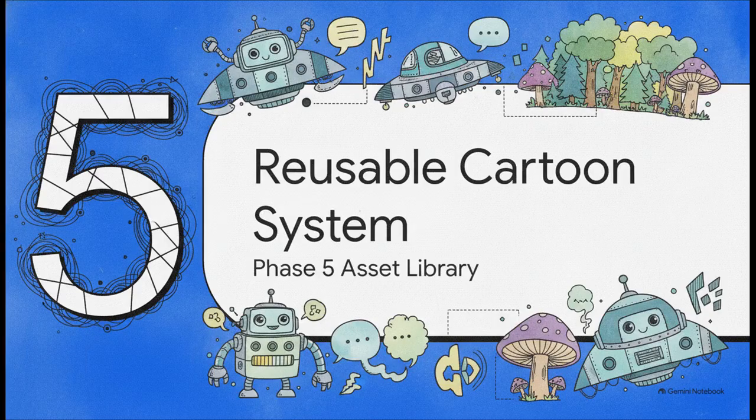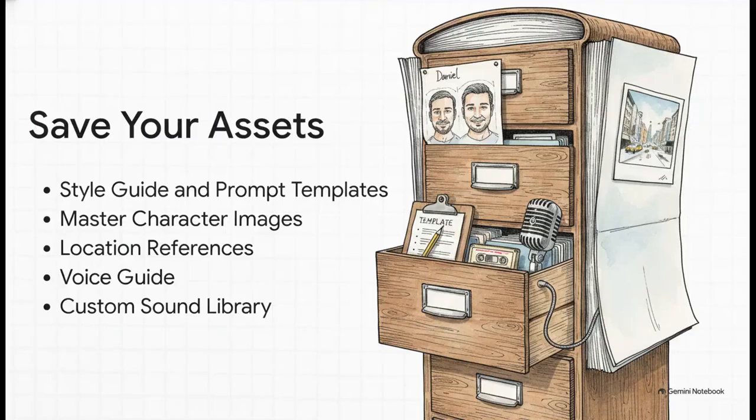And that brings us to the final and honestly most empowering step, Phase 5, your reusable cartoon system. To actually build this system, there are a few assets you absolutely must save. We're talking about your style guide, your master character images for Daniel and his manager, location references like Daniel's van and the Manhattan streets, your prompt templates, your voice guide, and your custom sound library. Whatever you do, do not just toss these into the digital trash when you hit export. By organizing and saving these exact materials, creating episode 2 of Daniel's adventures is going to be incredibly fast.